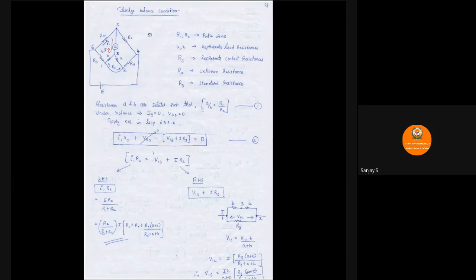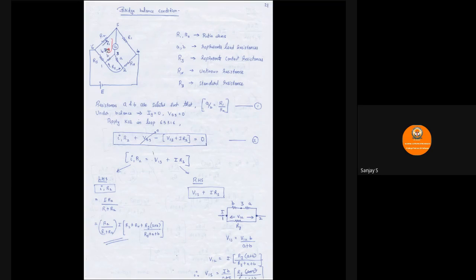Now, in order to derive the bridge balance condition, under balance we very well know that Ig is equal to 0. So when Ig is 0, V phi 3 will be 0. There won't be any potential difference if there is no current flowing through them. So we'll be applying KVL in the loop 6, 5, 3, 1, 6. I'm showing with the mouse here, 6, 5, 3, 1, 6. In this loop, we are going to apply KVL, Kirchhoff's voltage law.